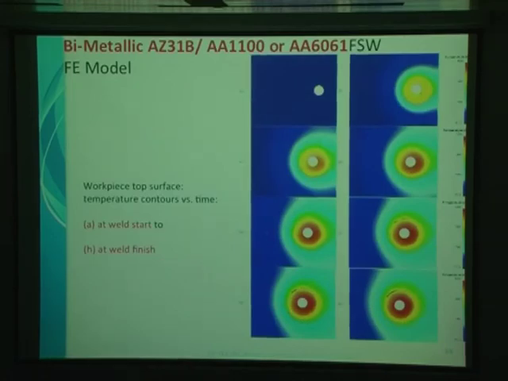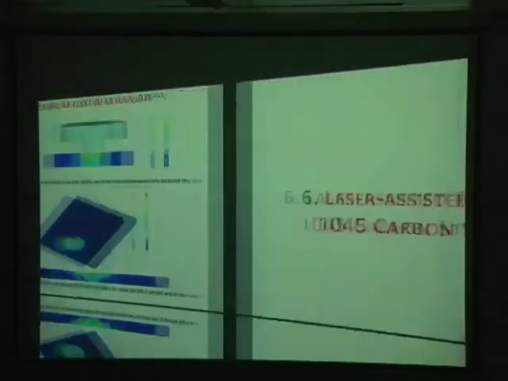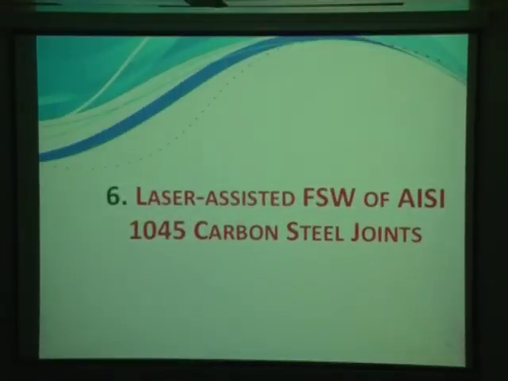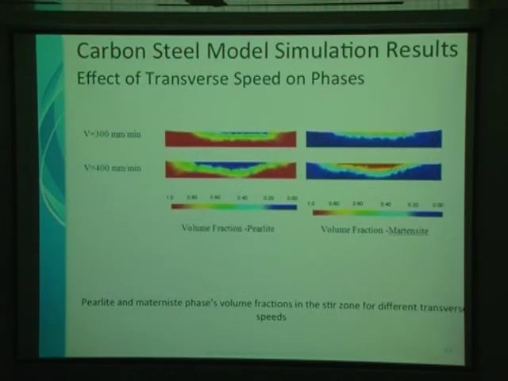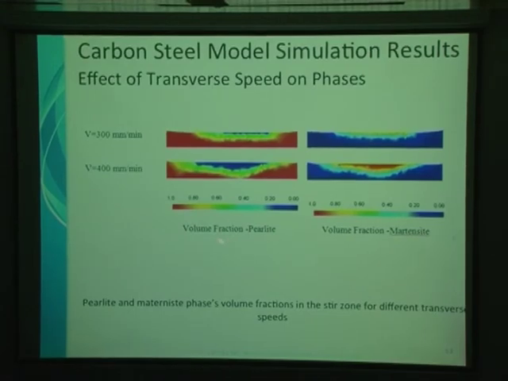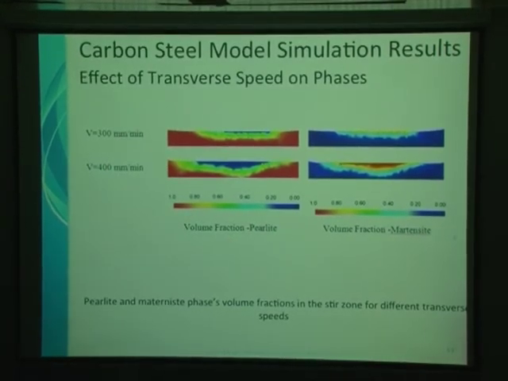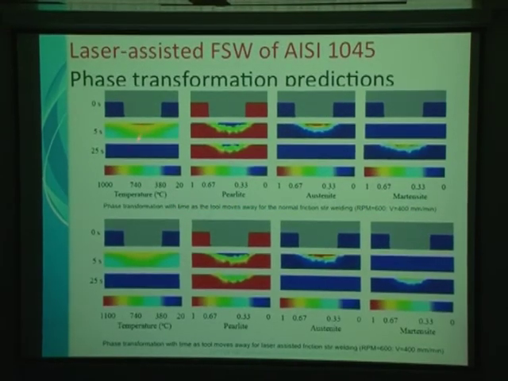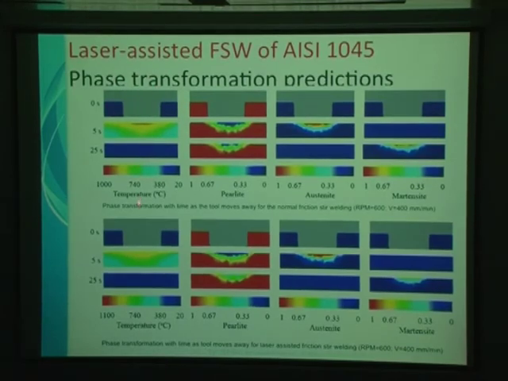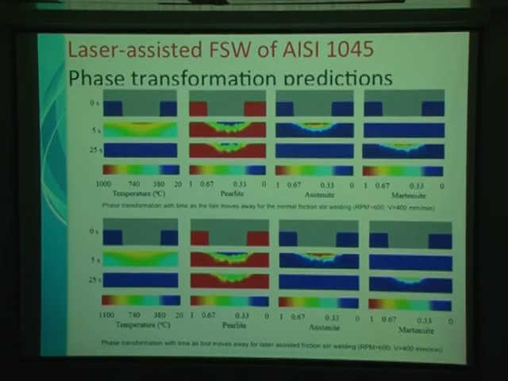FEM of temperatures. Laser-assisted FSW, we look at this for enhancement, especially in steels, you really need the extra heat. So look, in fact, at the phase change and volume fraction for the pearlite and martensite, how it changes with time, for example, at different speeds. In this case, as the pin passes right by, you have a certain profile of temperature, and as it cools down, you see the pearlite and the austenite and the martensite, how they're forming for different temperatures.